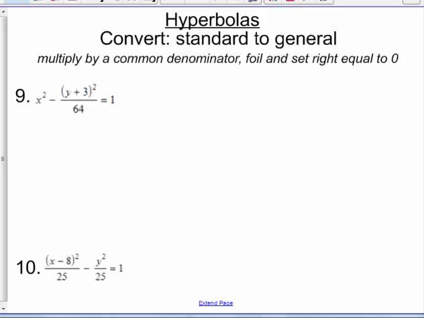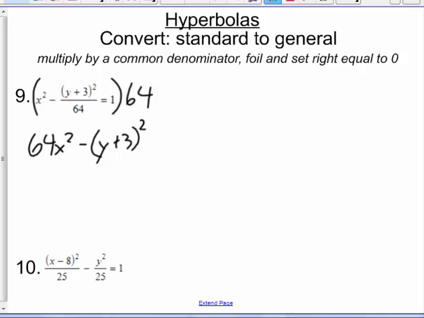So we are going from standard form to general form. 64 is our only denominator. We multiply by 64. Perfect. Y plus 3 squared over 64 times 64. Yeah, it's going to just get rid of those 64s. Now we FOIL.